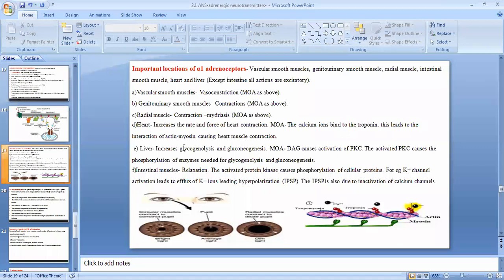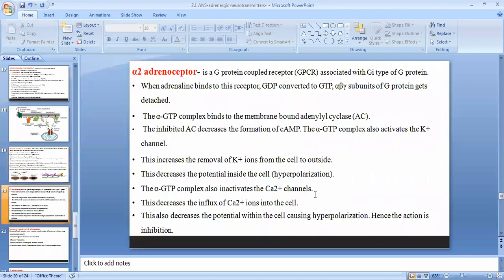What type of action will be shown on the liver? The liver increases glycogenolysis and gluconeogenesis. Yesterday we have seen the sympathomimetic response means they need energy, so this will increase the conversion of glycogen into glucose. Diacylglycerol causes activation of protein kinase, and this activated protein kinase causes phosphorylation of the enzymes needed for glycogenolysis and gluconeogenesis. So these are all the actions shown by the alpha 1 adrenergic receptors.